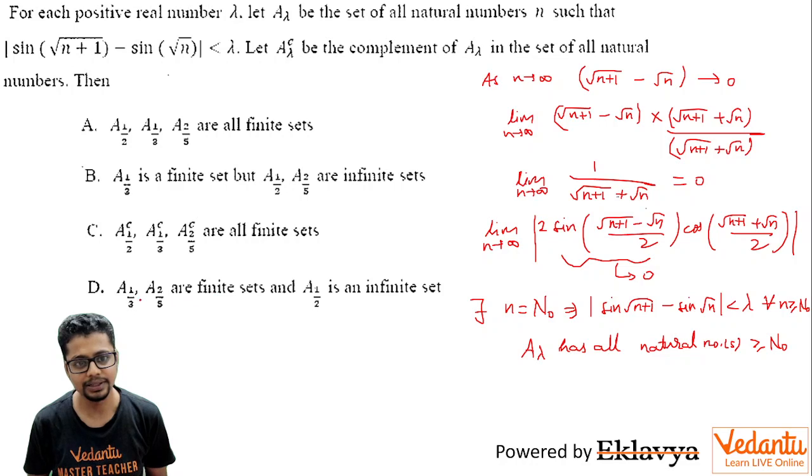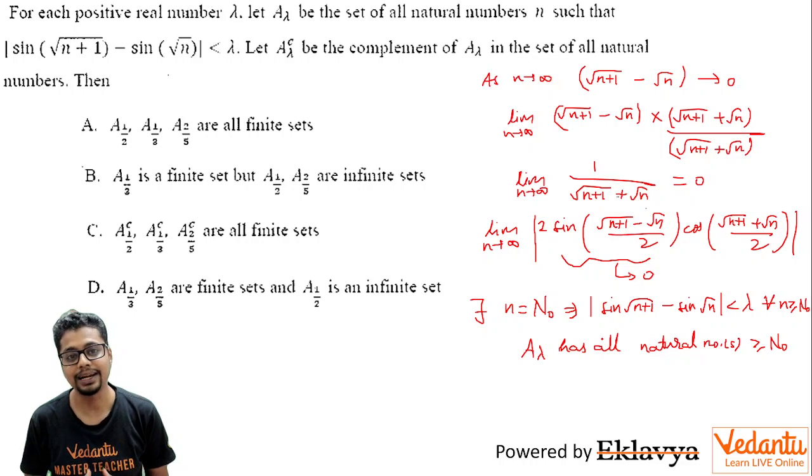So D is wrong because of this, B is wrong because of this, and A is also wrong because it is saying all three are finite sets. So C should be correct, but still you may not be convinced. You may say, sir, if a set is an infinite set, its complement may also well be an infinite set. It's not necessary that the complement has to be a finite set. For example, in the set of integers, the set of positive integers is an infinite set, and its complement, the set of non-positive integers, is also an infinite set.